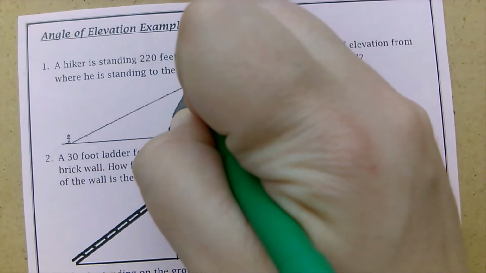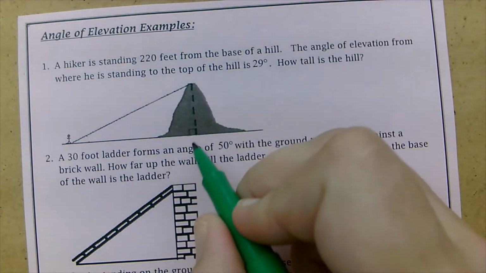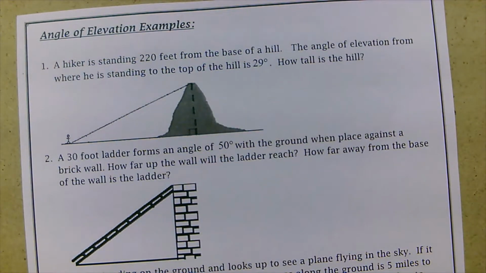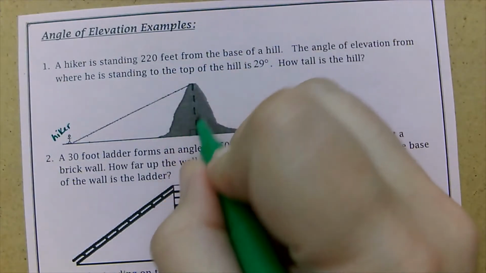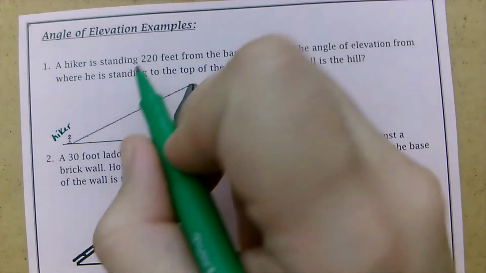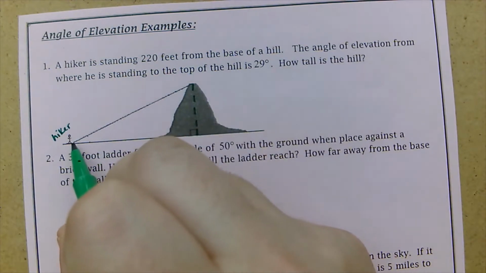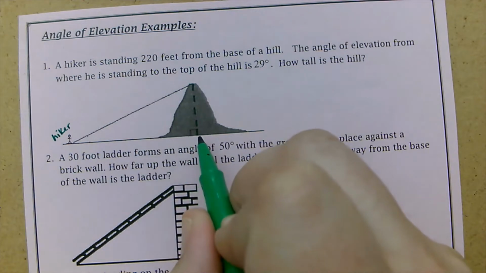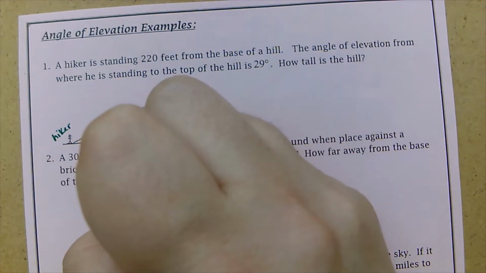I do want to point out, in case you can't see it, that there is a little dotted line drawn down this blob here with a right angle at the bottom. So that kind of completes the triangle. Over here we have our hiker. This is our hill. And it says a hiker is standing 220 feet from the base of a hill. So if this is the hiker and this is the hill, the 220 is the direct distance between the two of them, which is the leg at the bottom of this right triangle.